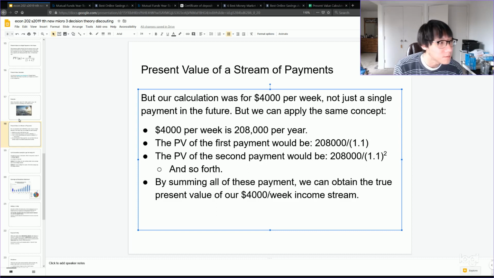Okay, so let's go over two more examples just so we get the hang of it. So far, the calculations that we've done involve getting a certain amount of money a certain amount of time in the future. Okay, but just one lump sum payment a certain amount of time in the future. But the question that I asked at the beginning of the lecture wasn't one payment a certain amount of time in the future. It was a stream of payments, $4,000 per week for the rest of your life.